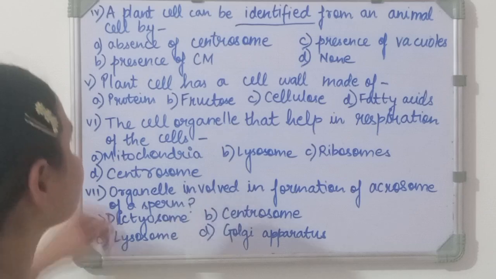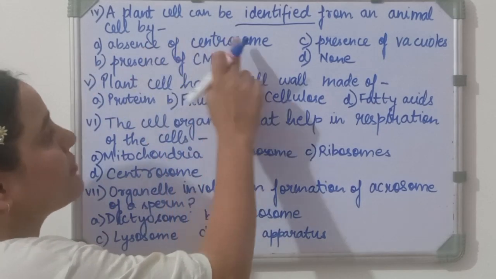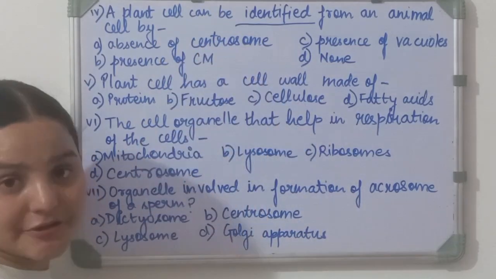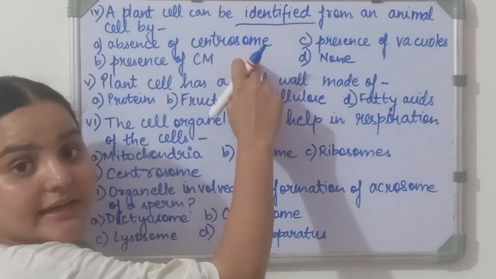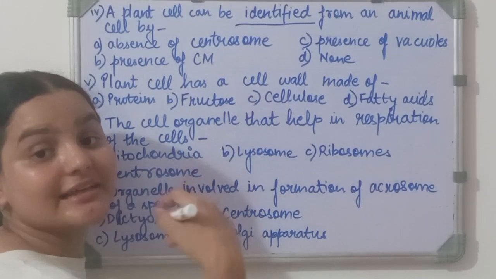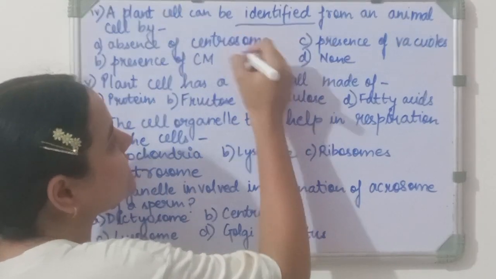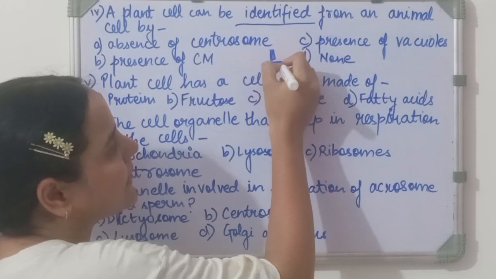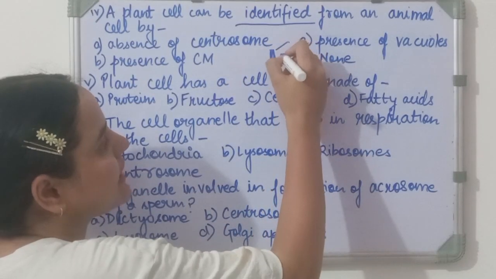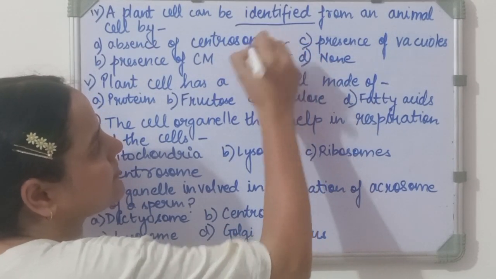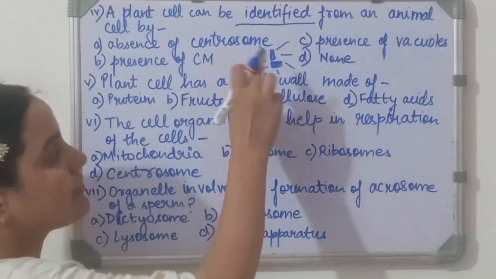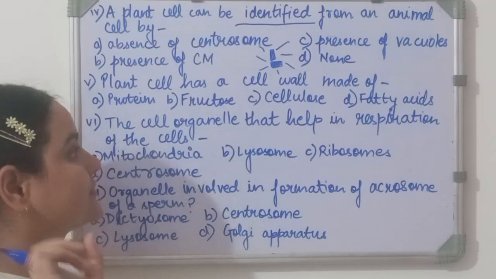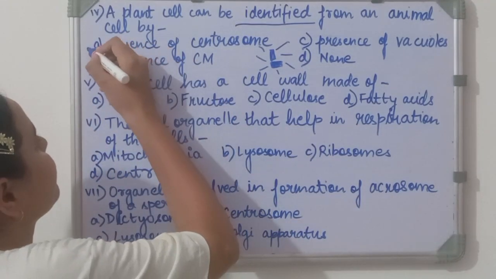So let's see. First option says absence of centrosome. Yes, it is correct because plants do not have centrosome. This centrosome is found in case of animals and it helps in cell division. See, this centrosome consists of two centrioles that are found perpendicular. Okay, and from here aster rays originate. And this centrosome helps in cell division in case of animals, okay, not in case of plants. So option A is correct.